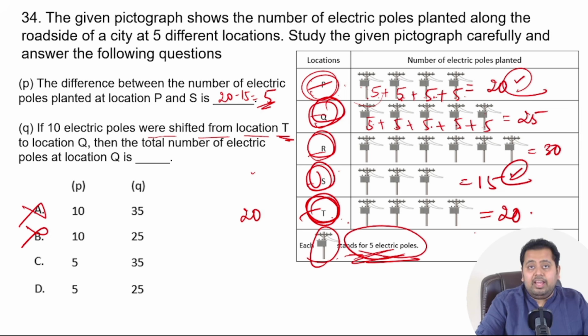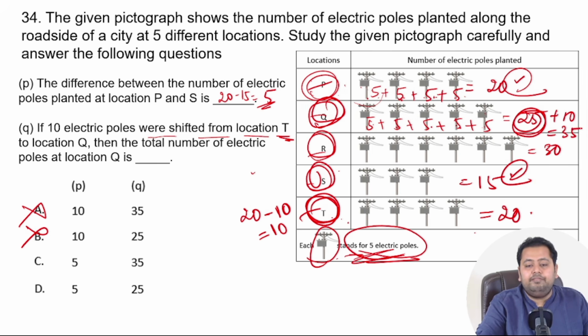If 10 were moved from location T to location Q, right? So location T, 10 were removed. So now in location T, there are 10 electric poles. And where was it moved to? It was moved to location Q, which already had 25, right? 25 poles were already there. Here you are adding another 10, which makes it 35, right?